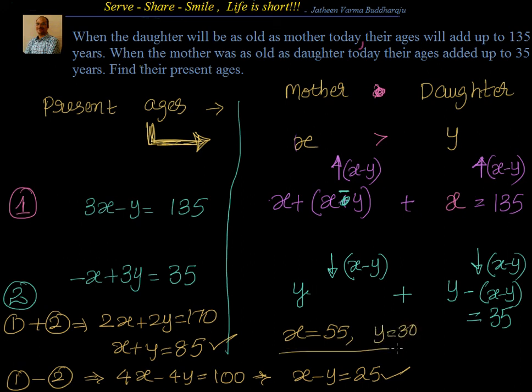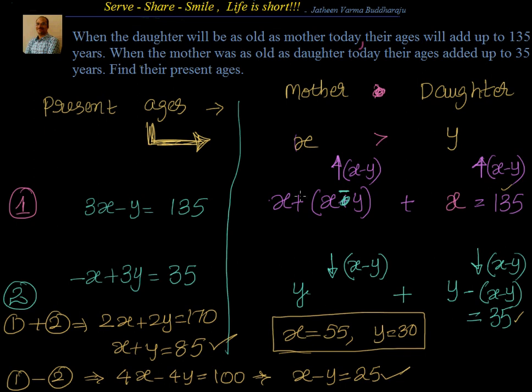So the present ages of mother and daughter are 55 and 30 years. Let us verify this. When the daughter becomes 55, the mother's age increases by 25 years. So we increase 25 plus 25, 50, to this sum. That is 85 plus 50, 135. When the mother was the age of 30, the daughter's present age, that means 25 years back, we subtract 25 plus 25, 50, from both of them. That is 85 minus 50, that is 35. So you are good to go.